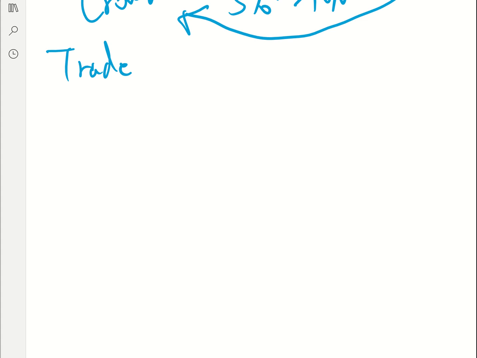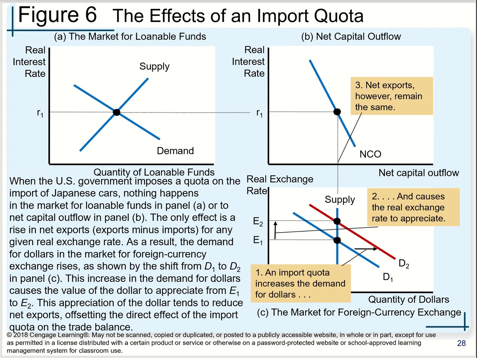You know what? Let's use the one in the PowerPoint. The one in the PowerPoint is actually pretty clear, and this is a very easy transition too. All right. So first we start with an import quota. So try to limit how much our import is. Now when you have an import quota, we're going to lower our amount of import.